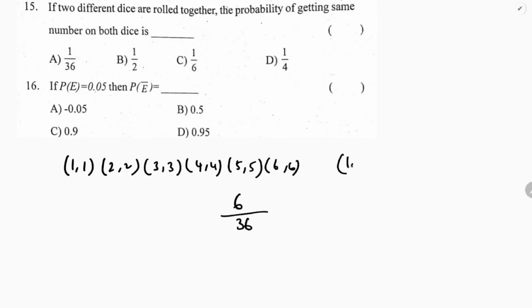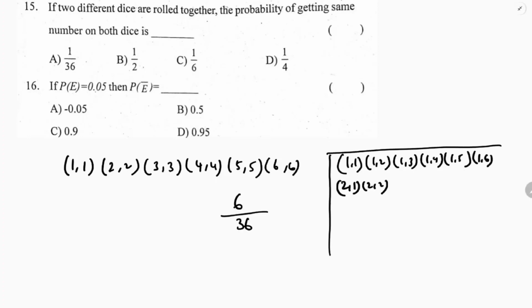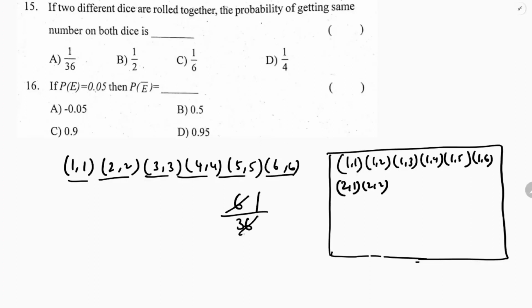See, the 36 outcomes we will write like this: 1 1, 1 2, 1 3, 1 4, 1 5, 1 6. In this way we'll start again with 2 1, 2 2, like that. So you'll get all 36 outcomes. In that 36, getting the same number on both the dice is 6 outcomes, because we call it a doublet: 1 1, 2 2, 3 3, 4 4, 5 5 and 6 6. So 6 by 36, which is 1 by 6. So the correct option is 1 by 6, C.